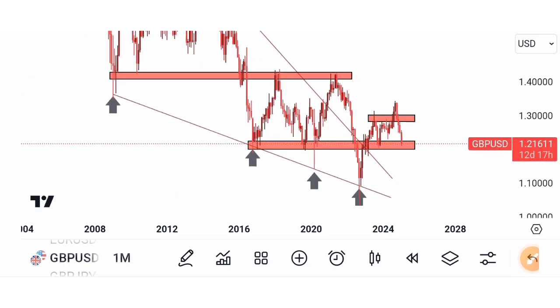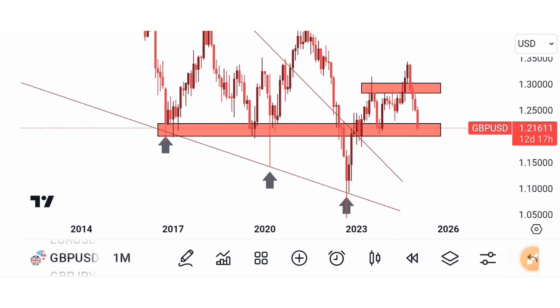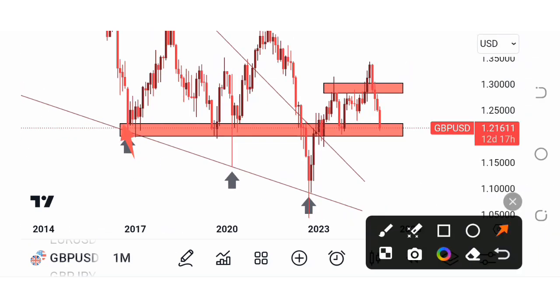Now, if you also pay attention over here, we also have a very strong area of support. As you can tell, support over here, support. Again, the market is exactly at that support. However, I'm not really convinced that this market is going to hold and buy from here.